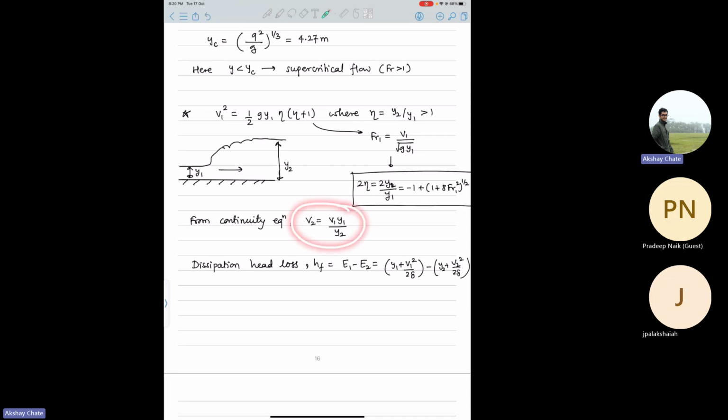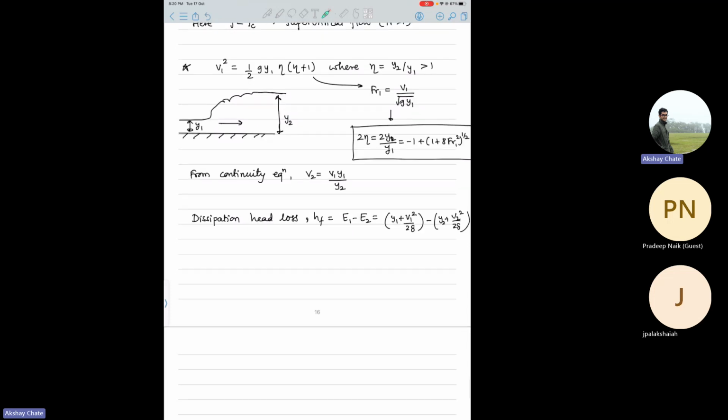This expression relates v2 with v1, so you replace any one of them in this, and y1 and y2 are correlated using this equation. When you solve it further, you get this very famous formula for head loss, which is (y2 minus y1) cube divided by 4 y1 y2. So this formula will give you the head loss only based on the y1 and y2 that you can easily calculate in any experiment.